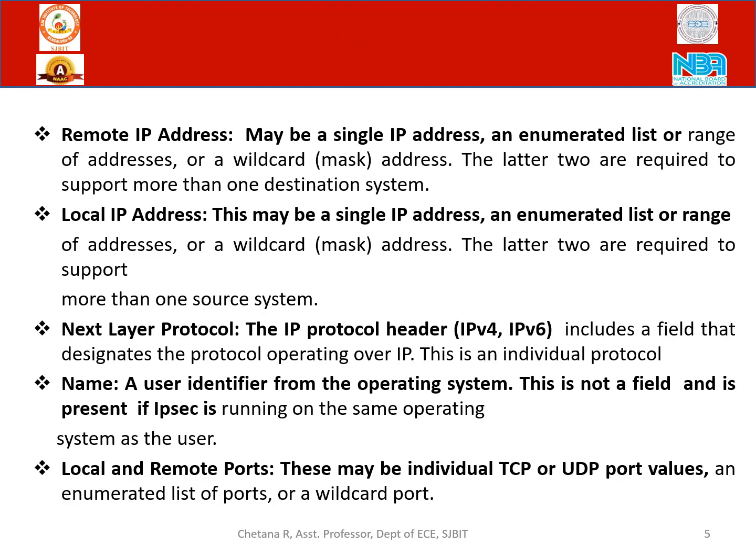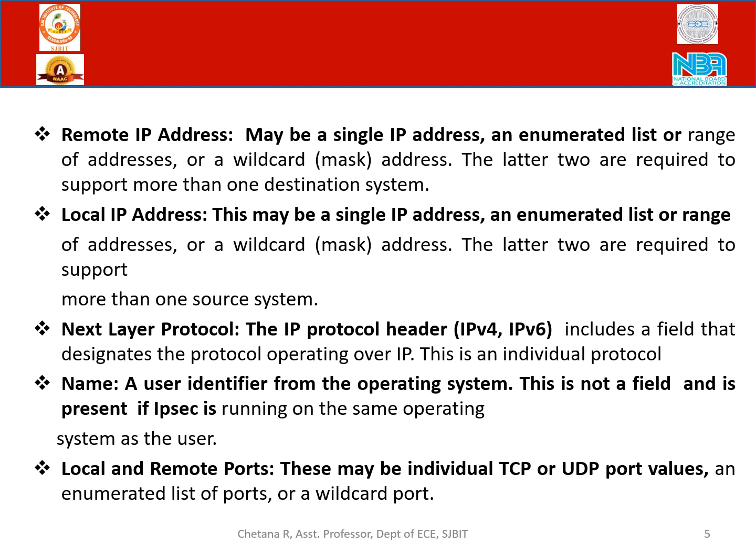The following selectors determine an SPD entry. So remote address may be a single IP address, an enumerated list or range of addresses, or a wildcard address. A wildcard address is masked. Nobody knows who it is, but at one point of time it will be revealed. So the latter two are required to support more than one destination system. So what is the work of the selectors? What is it checking? Who is coming for the security policy database?